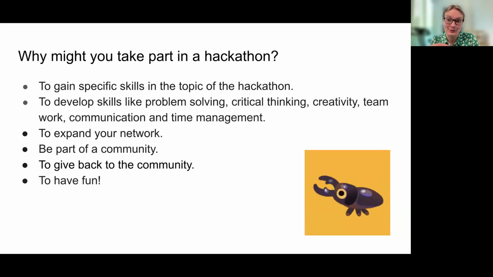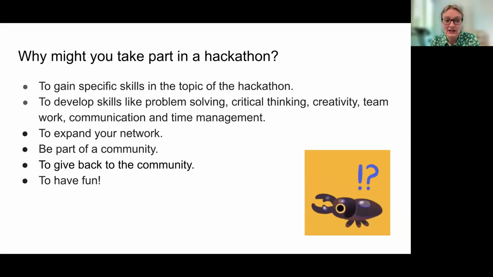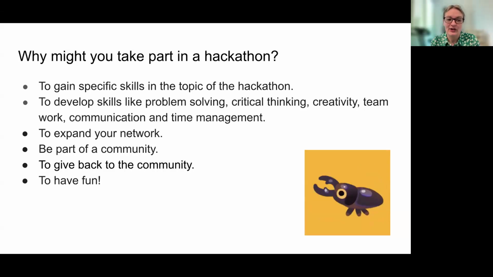Why you might want to attend one. I guess a main thing might be to gain specific skills in the topic of the actual hackathon, but you can also use them to more broadly develop skills like problem solving, critical thinking, and creativity, and also working in a team and thinking about how you might do things in a timely manner. They're great for expanding your network because you're going to meet different people. And it can also help you feel part of a community, particularly if it's something that not many people at your institution are working on. And again, it's a way of giving back to the community and having a good time.